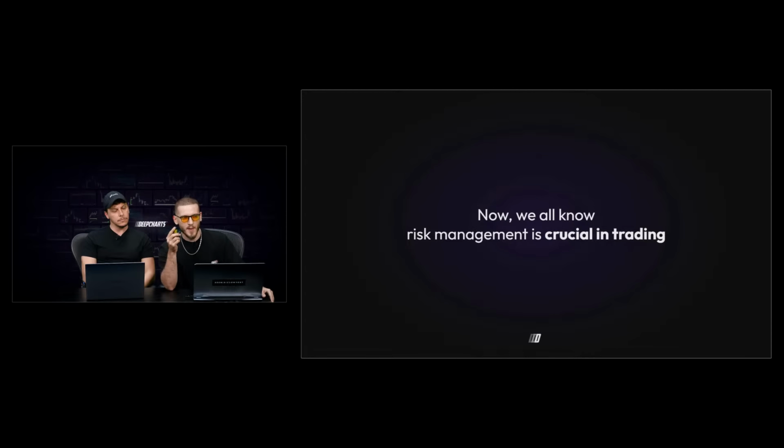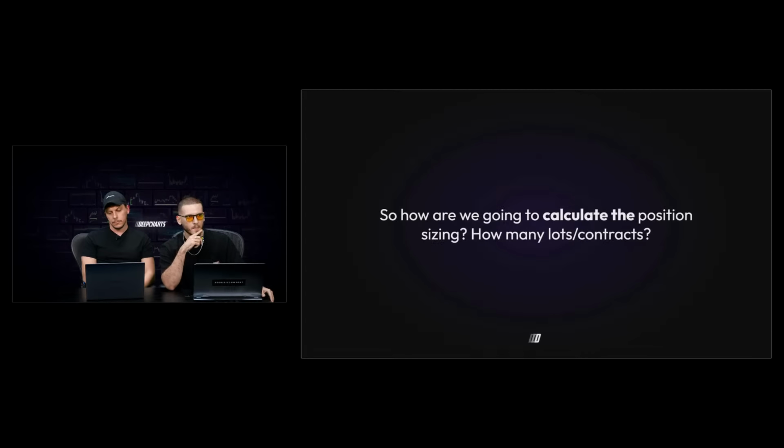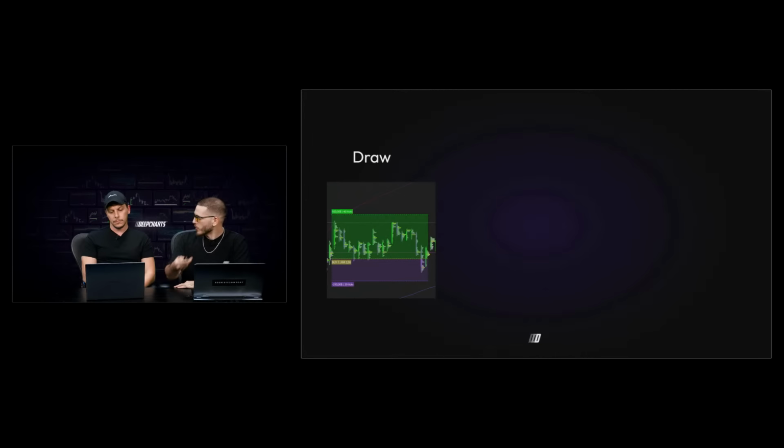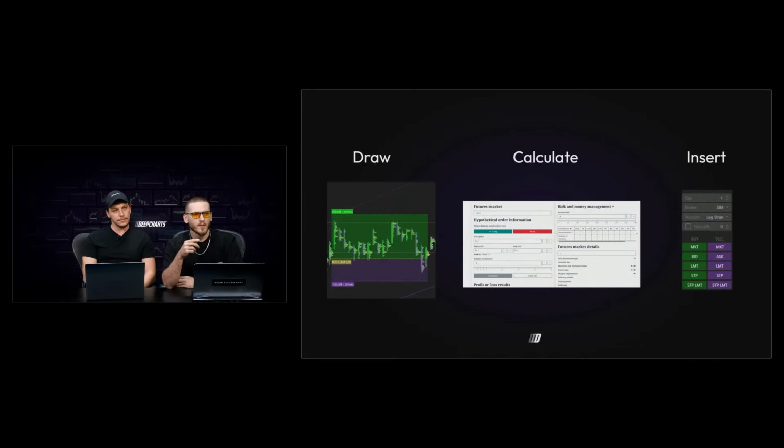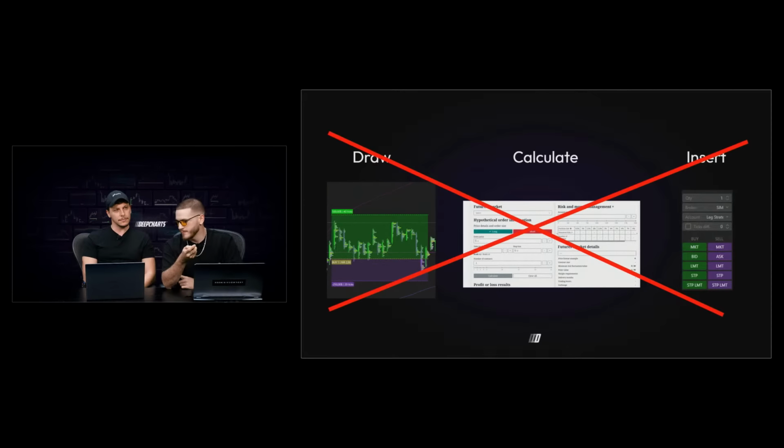Now, we all know that risk management is crucial in trading, right? So how are we going to calculate the position sizing? How many lots should I open? How many contracts should I buy? Well, of course, we're going to calculate with an external calculator, which is always really convenient when you have to make fast decisions. You have to calculate it, go to another platform, and then insert it manually. We're going to do this, right, guys? No.